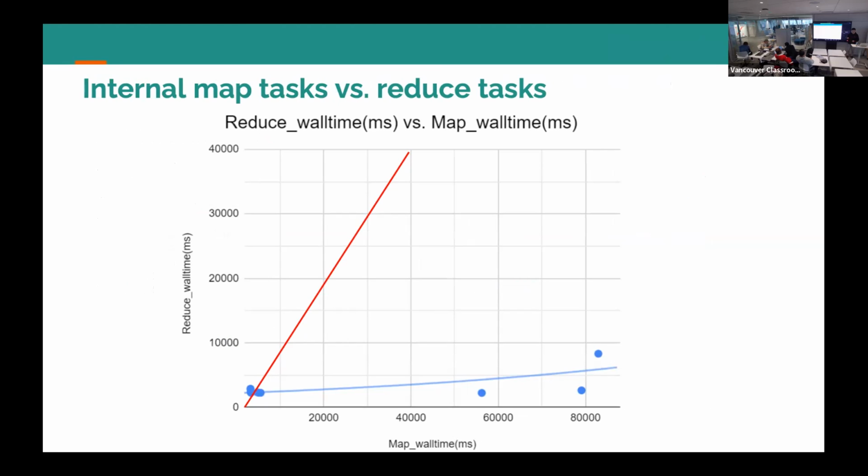During my implementations, I can see a huge increase of map wall time per map task. It can even come to like 8,000 milliseconds, but the wall time per reduce task is relatively small. The red line is the expected situation, where the wall time of the reduce task and map task are the same.